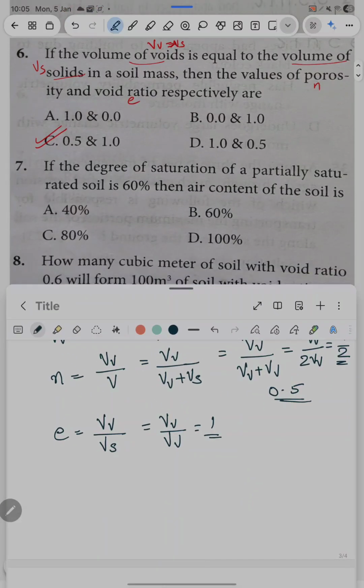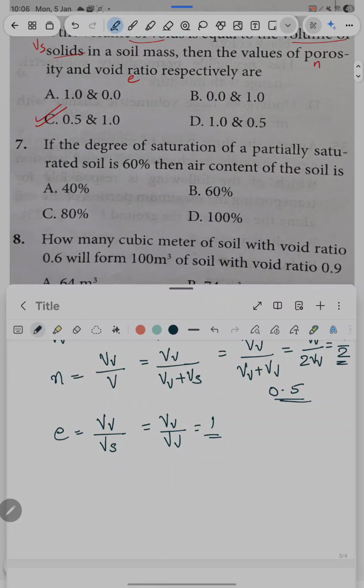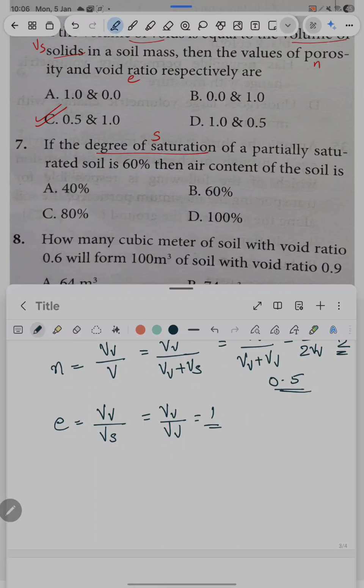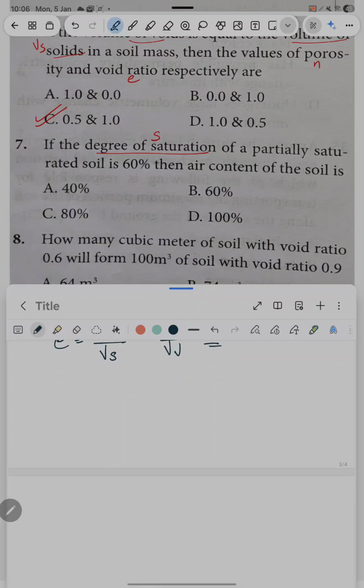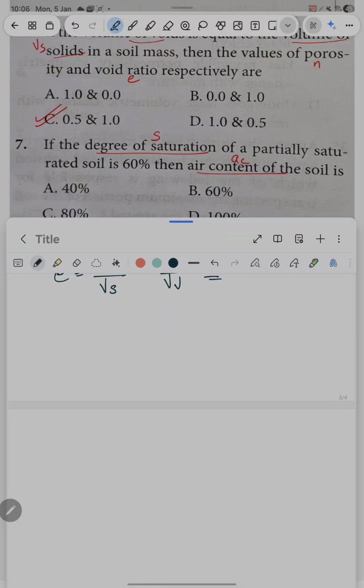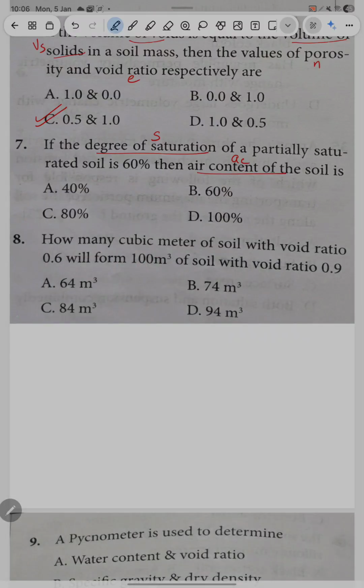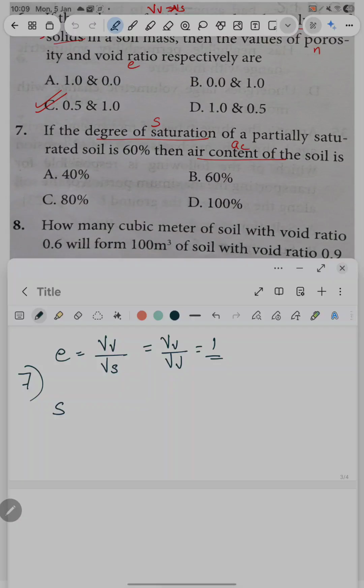Next question. If the degree of saturation of a partially saturated soil is 60%, degree of saturation is denoted by S, then the air content of the soil, AC, is? Degree of saturation S is given as 60%. S plus AC is equal to 100. So AC is equal to 100 minus 60, that is 40%. So the correct answer is 40.